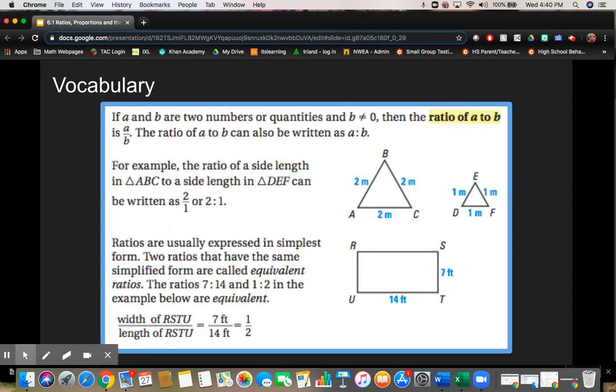Let's think about the width of this rectangle, RSTU, and compare it to the length of the rectangle, RSTU. If we think about the ratio width over length, then we would have 7 feet over 14 feet, and 7 over 14 simplifies down to 1/2. Notice how when we write the ratio, we divide out the feet over feet, and we no longer have a unit of measurement on our ratio.